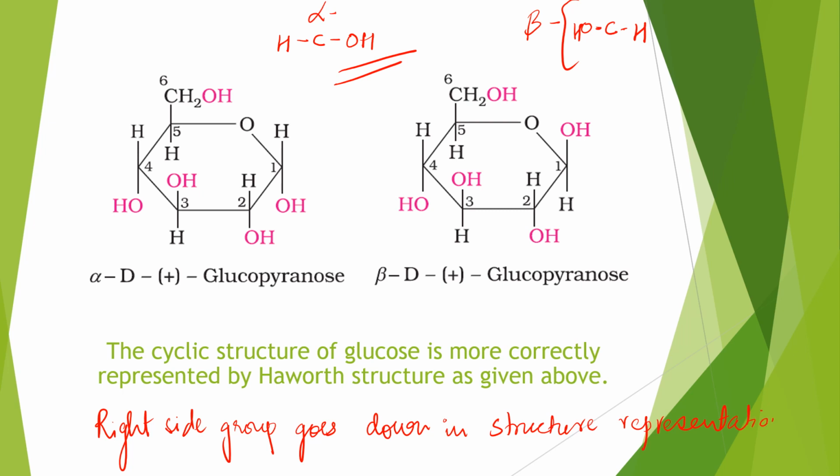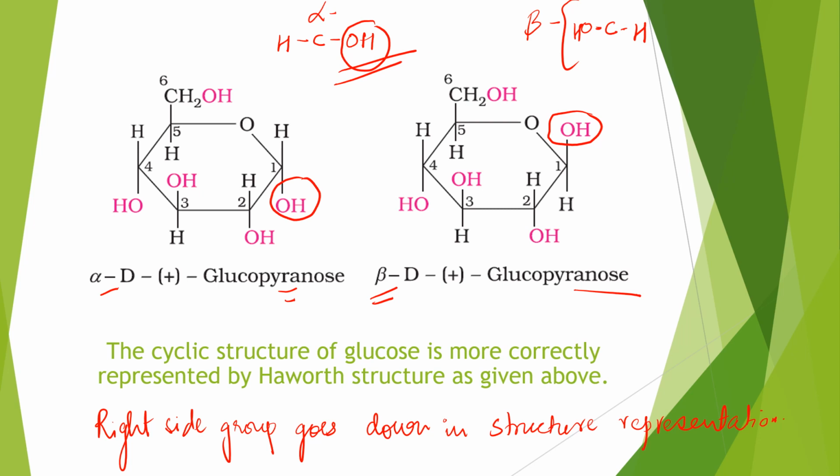So if OH is on the right side, it goes down. So the first carbon OH is on the right side. This is the alpha D plus glucopyranose. And here OH is on the upper side. It is not down, it is up. So this is the beta D glucopyranose structure.